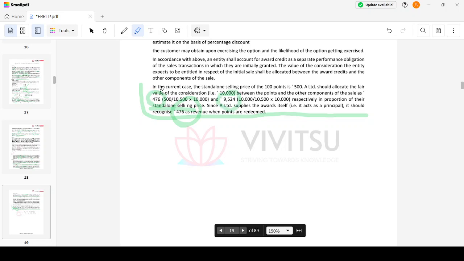This 476 will be recognized as revenue only when the points are redeemed. Till then it will be kept as an advance payment.